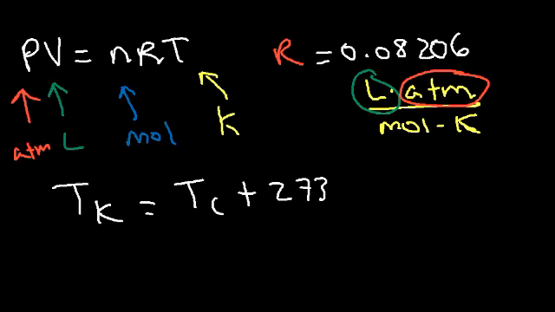And if for some reason you're given the Fahrenheit temperature, you can convert it to Celsius using this equation. The Fahrenheit temperature is 1.8 times the Celsius temperature plus 32.